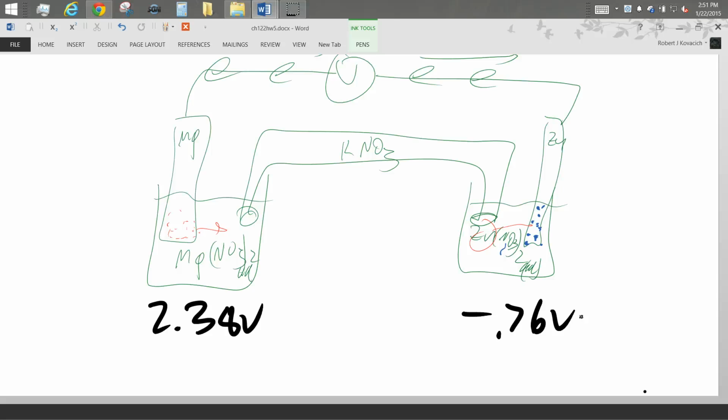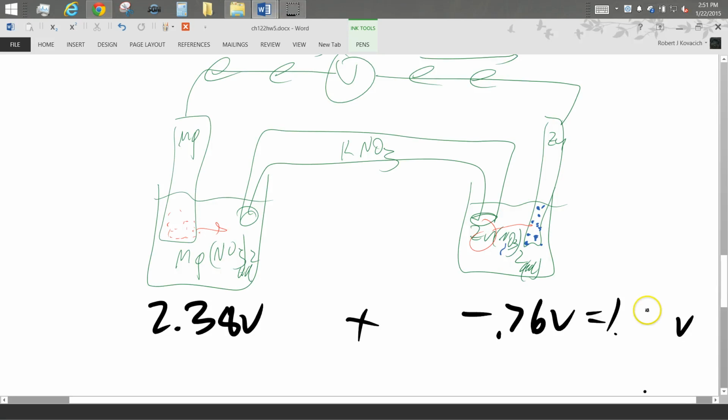Okay, and the nice thing about this reaction is magnesium's oxidation number is +2 and zinc's is +2, so they just cancel each other out. So they'll end up with a voltage, if I add these two numbers together, of 1.62 volts. Is that a good battery? Pretty good battery, right? Magnesium's not super expensive, zinc's not super expensive, and it's producing 1.62 volts. So yeah, that's a pretty good battery.